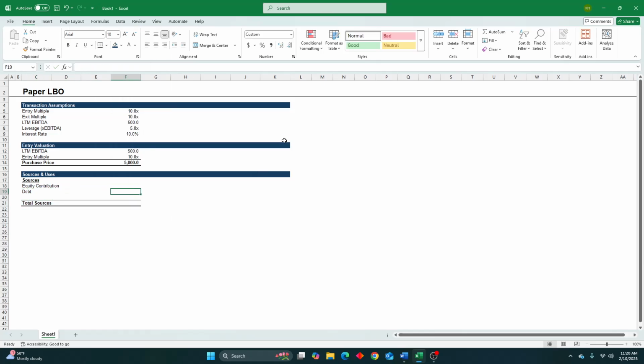And so we know for our debt that our debt was raised at 5 times of our 500. So we can do our 500 for our LTM EBITDA times our leverage, which is going to get us 2,500. Then we can move on over to the uses side. And so there's only going to be one use here.